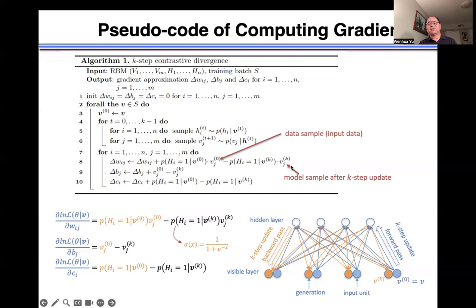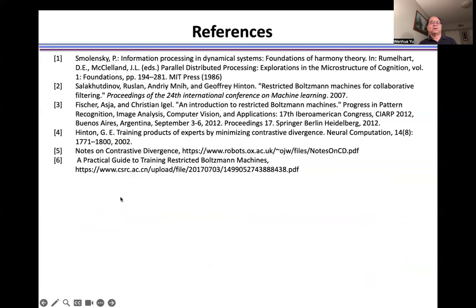After k steps, we get this model distribution Vk, and then we substitute Vk into the second term, and we use this V0 as the data distribution to update this delta Wij. Similarly, we update delta Bj and delta Ci until convergence. For more details, please check these references.